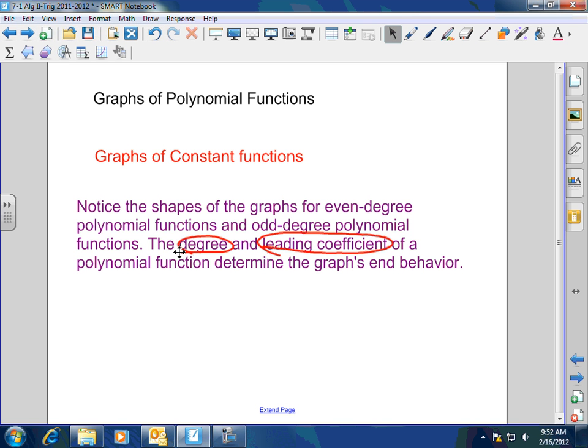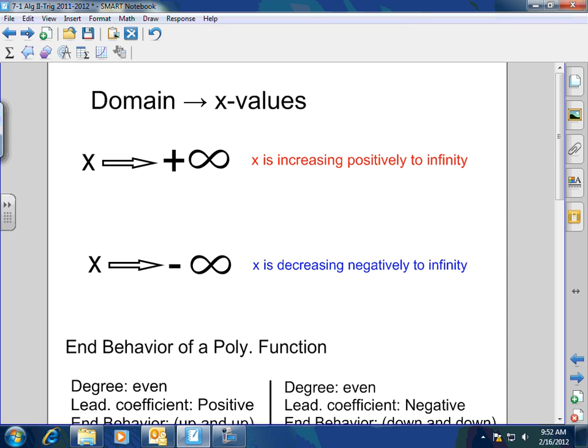If it's positive, it's going to end one way. If it's negative, it's going to end another way. If it's odd, it's going to end one way. If they're even, it's going to end another way. All right? So, what is this man talking about?